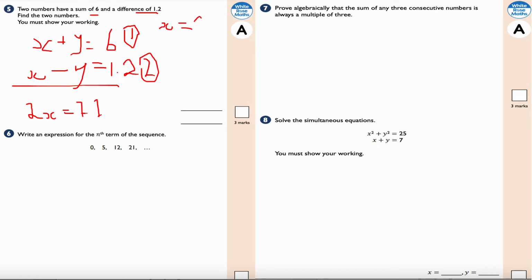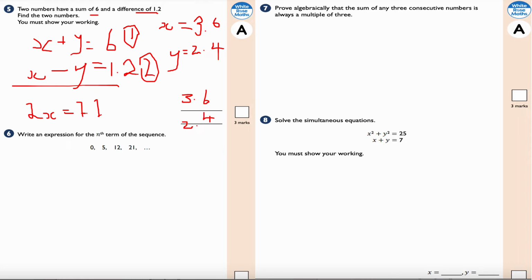And thereby y is going to equal 2.4, because 3.6 plus 2.4 gives me 6. So the two numbers are 3.6 and 2.4.